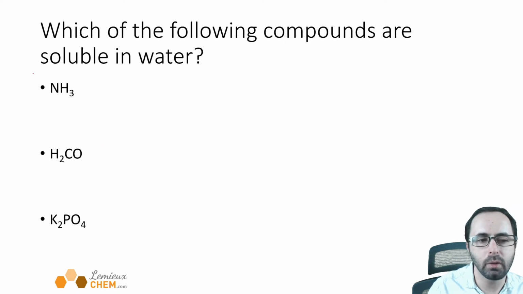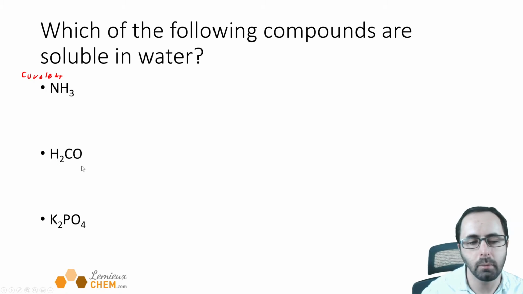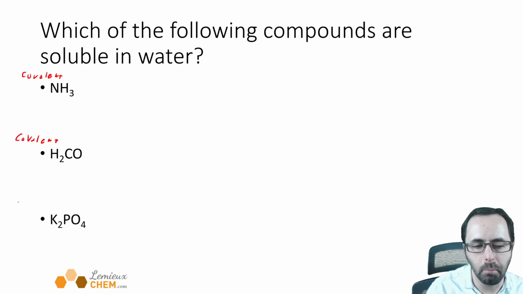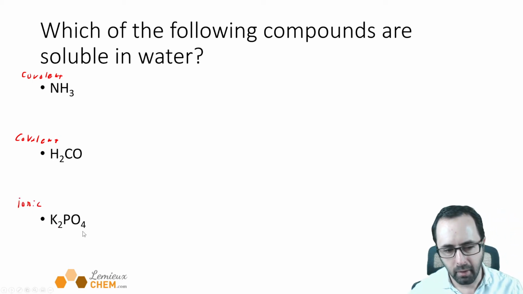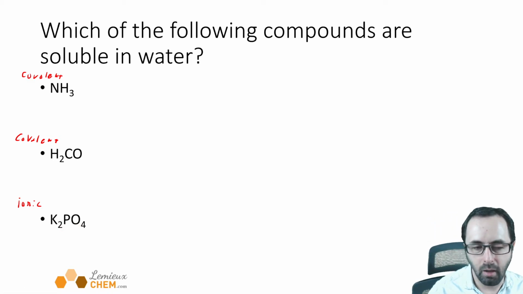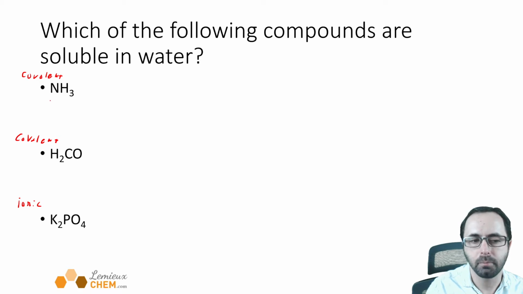So here we see only nonmetal atoms, so the NH3 is a covalent compound. Here also hydrogen, carbon, oxygen, these are nonmetal atoms, so this is a covalent compound. And then here potassium is a metal, so this is an ionic compound. It also has the polyatomic ion phosphate you can see there. So for covalent compounds, it's actually a lot harder to determine if they're soluble in water or not, because we have to figure out if they're polar or not.